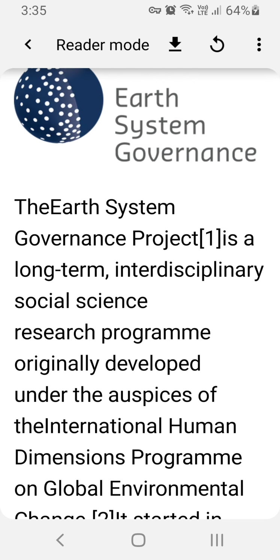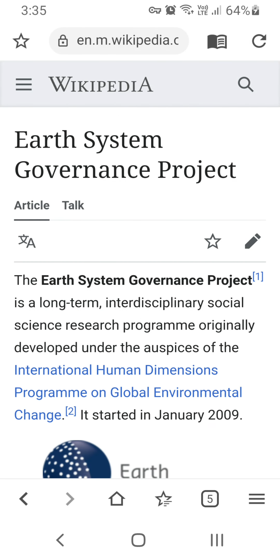Earth System Governance Project Wikipedia. The Earth System Governance. Now this is our one, ain't it?